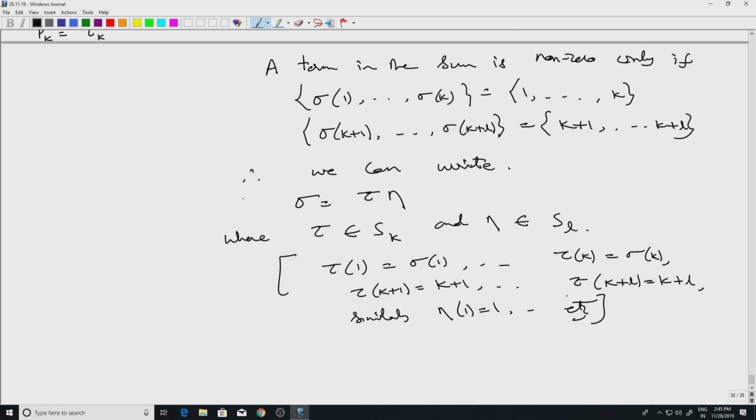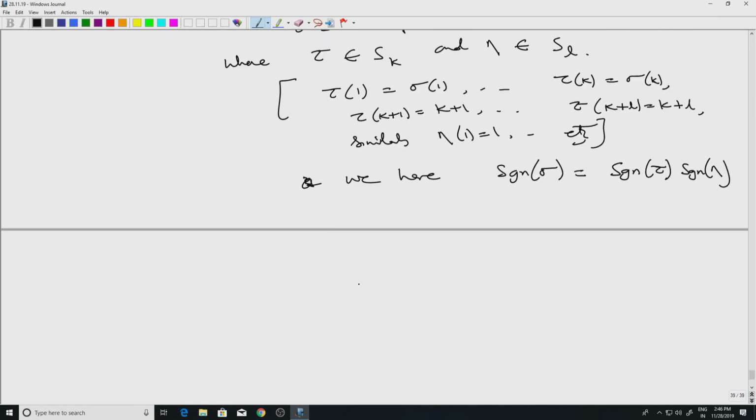Now, in fact, once we have this, of course, we know that signature is multiplicative. Also, we have the sign, sorry, not signature, the sign of a permutation behaves well under multiplication, composition of permutations. So I have this.